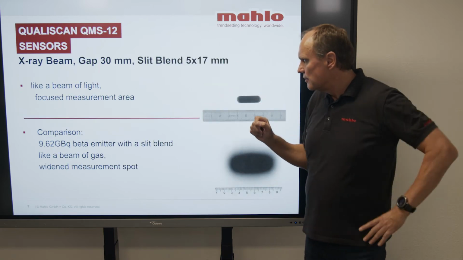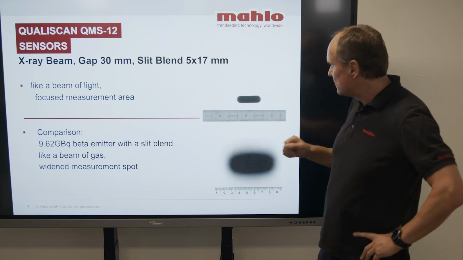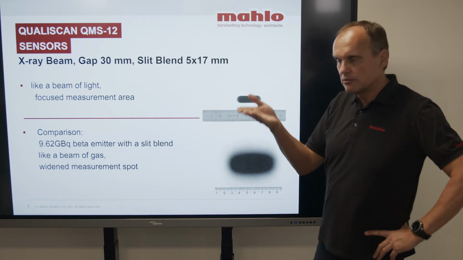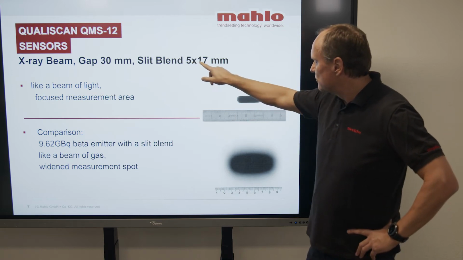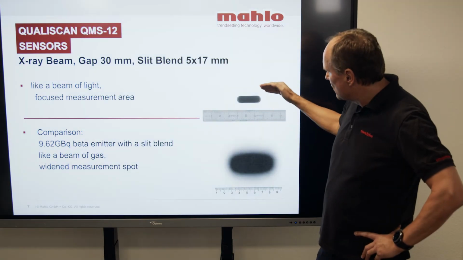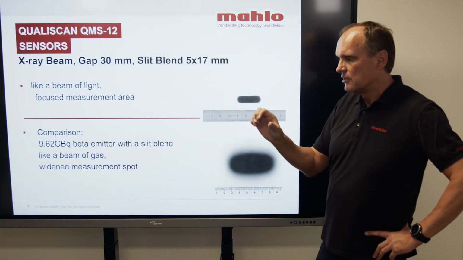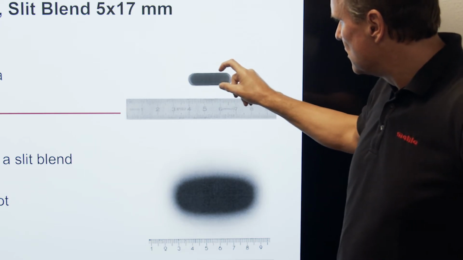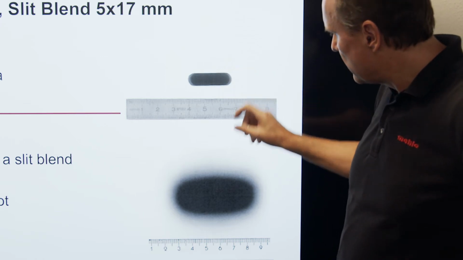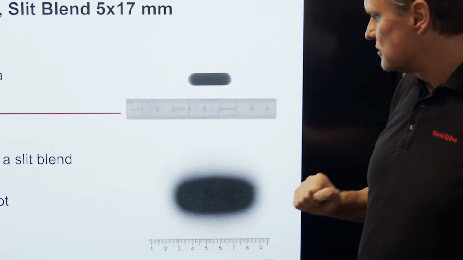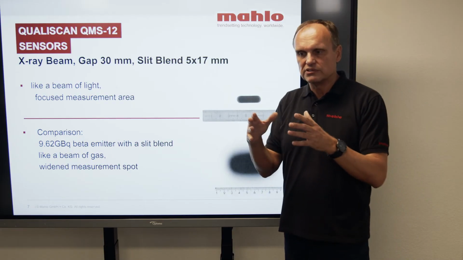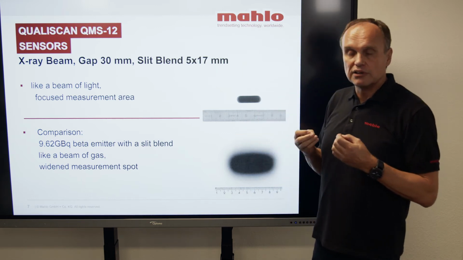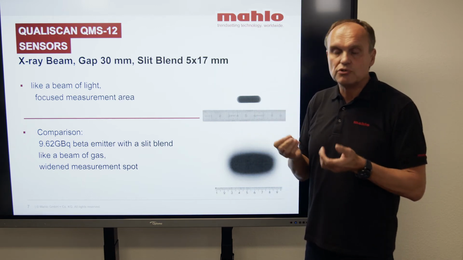Here we have made a test with photographic paper. We have used a slit source aperture with 5 to 17 millimeters. And when we compare the measuring spot on the web, we get a very focused spot with the X-ray, while the beta is scattered like this, so it gives us a bigger measuring spot. But this can be an advantage when we measure nonwoven material.